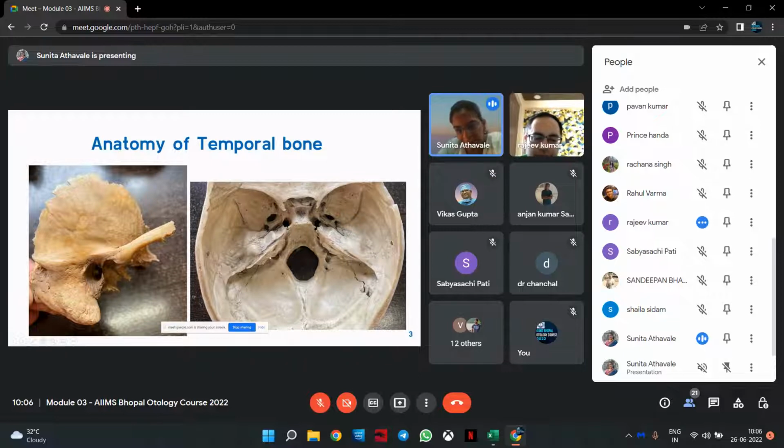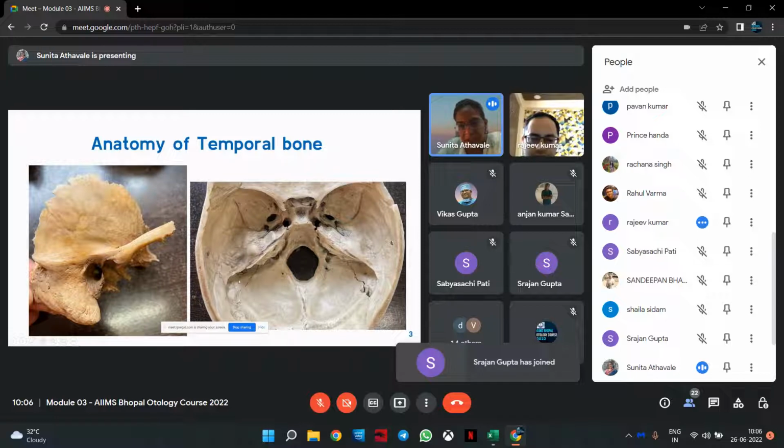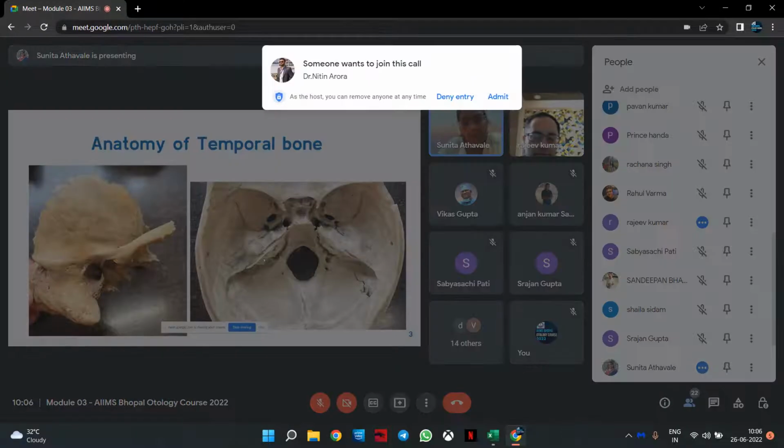If we see the posterior aspect of the petrous temporal bone, two major things to note here. This is an impression for sigmoid sinus. That means the sigmoid sinus is in close proximity of the ear. And medially, if we move medially, there's internal acoustic meatus.